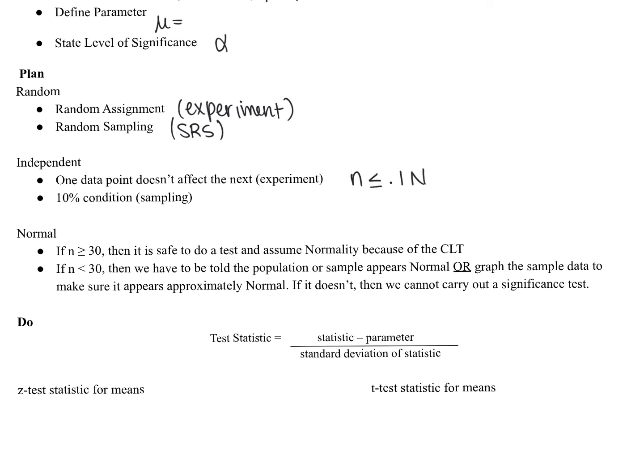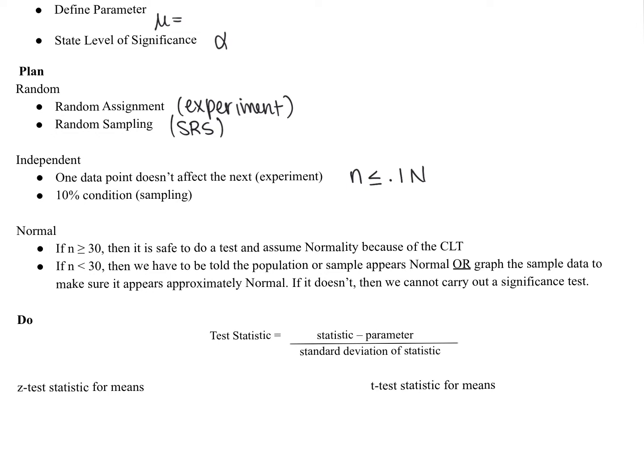And then lastly, we have normal. Remember, for means, normal has one of two conditions you could check. The first one is if your sample size is greater than or equal to 30, then you can assume that it's normal. If your sample size is less than that, you have to be told that the population or sample appears normal, or you graph it to make sure it appears approximately normal. If it doesn't, then we can't carry out a significance test.